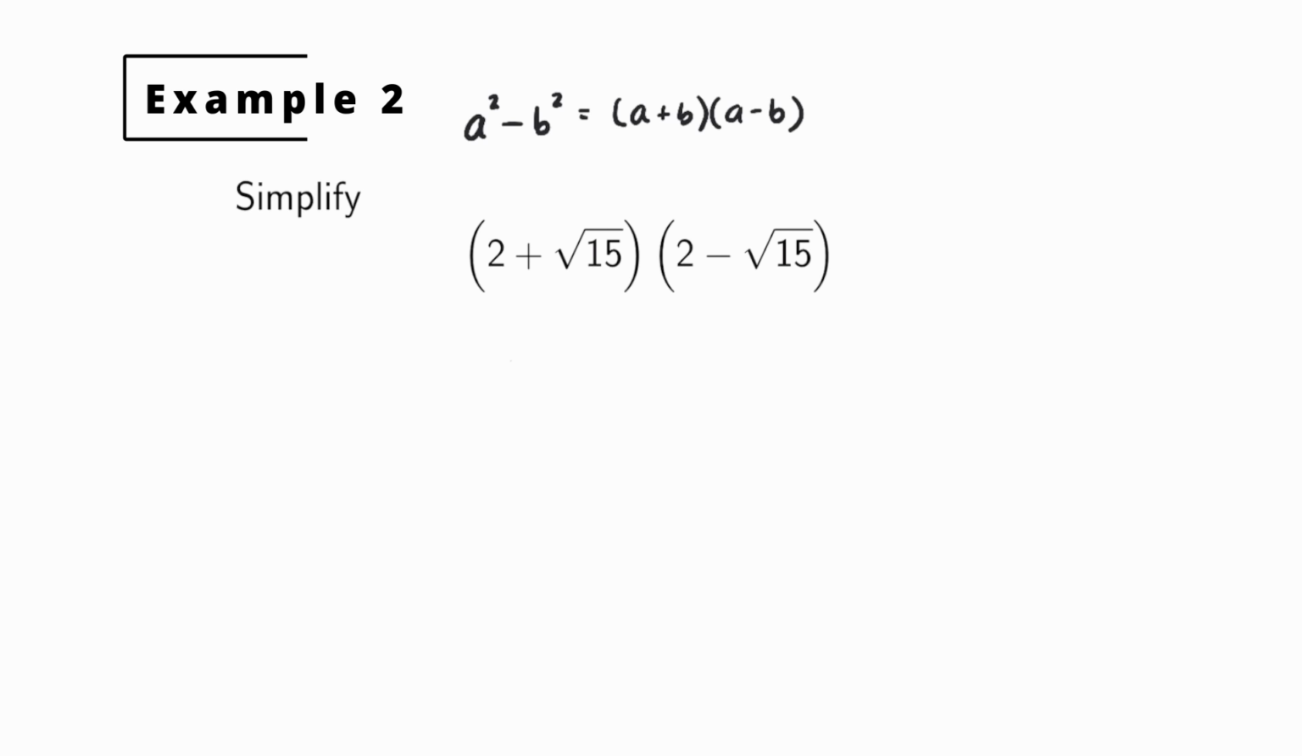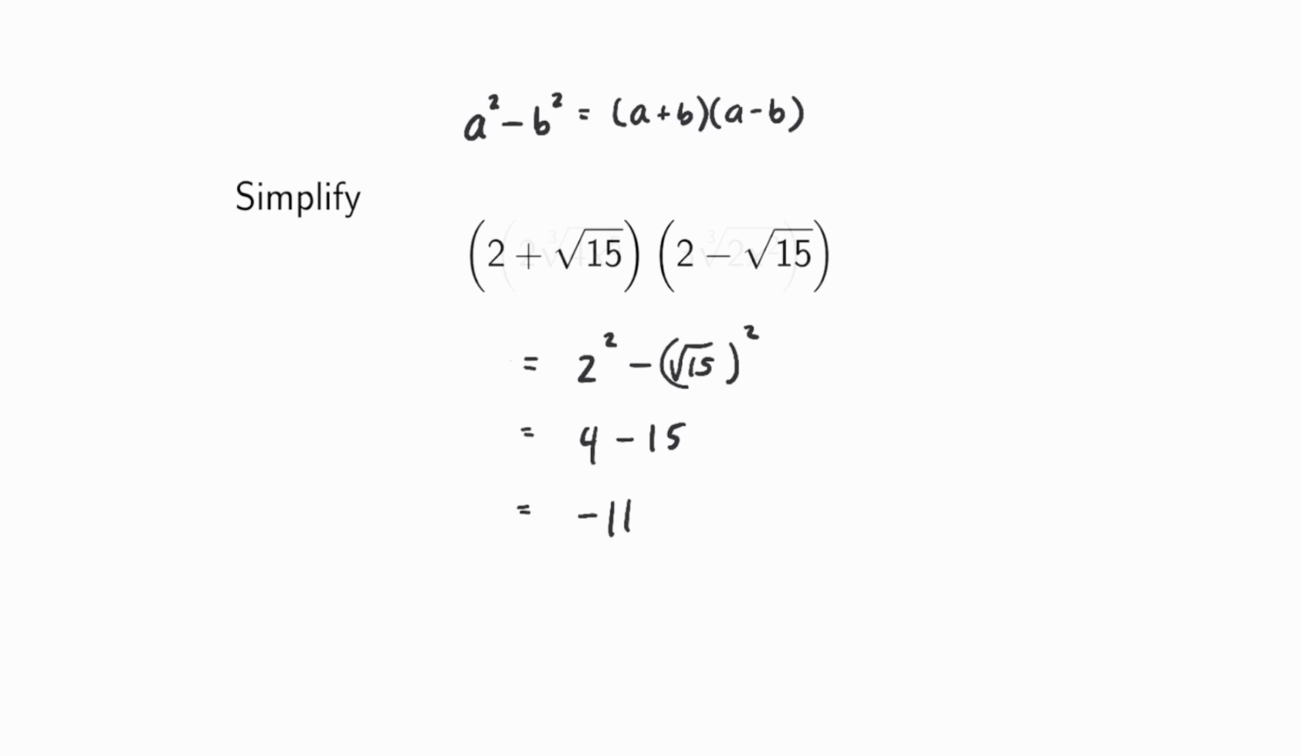Now you can just multiply this all out using the distributive property, or we can just work backwards from this. What we should get here is 2 squared minus the square root of 15 squared, and that gives us 4 minus, if we square the square root of 15, that's 15. And so we get 4 minus 15, which is negative 11.